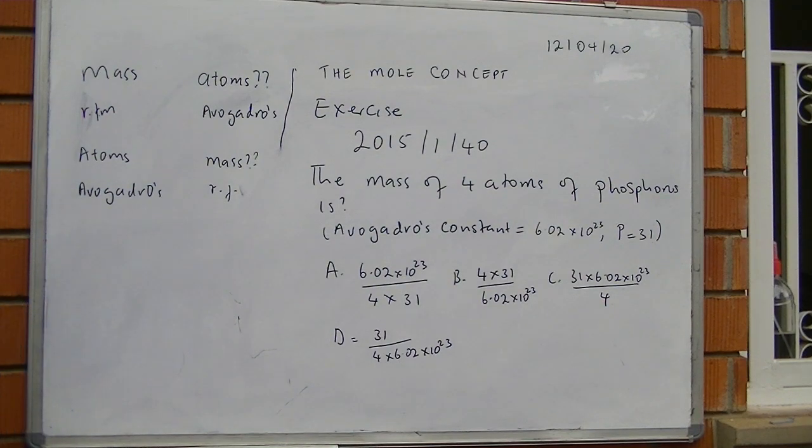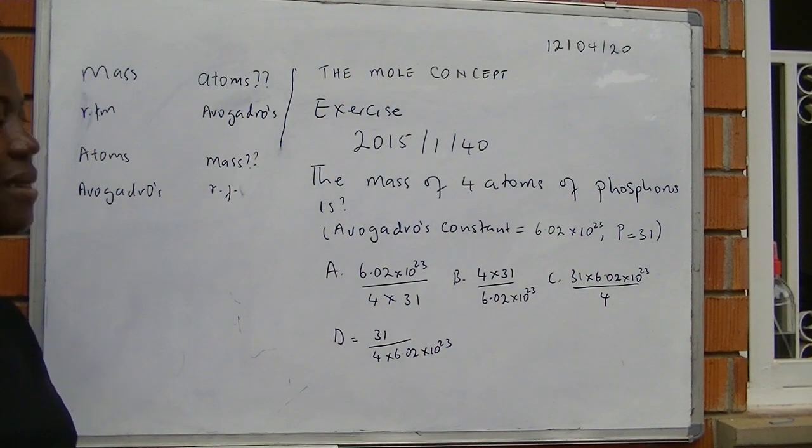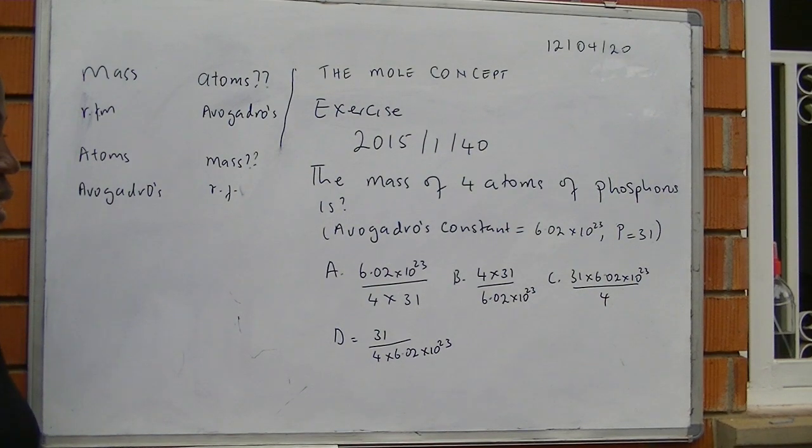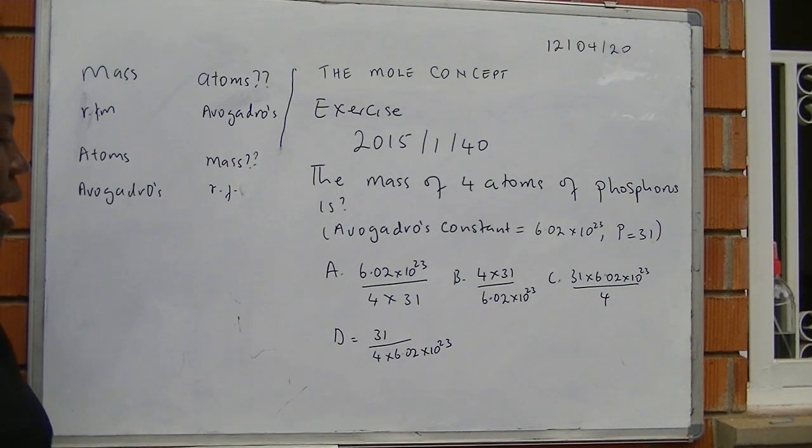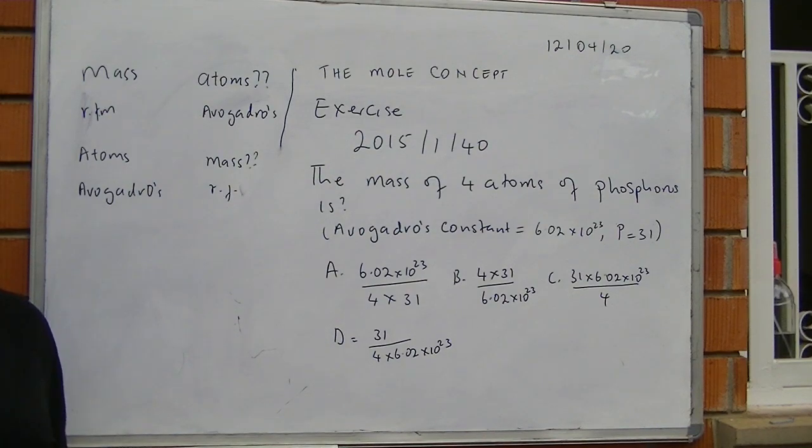The last example is obtained from 2015, paper 1, number 40. The mass of four atoms of phosphorus, given that Avogadro's constant is equal to 6.02 times 10 power 23, and the atomic mass of phosphorus is equal to 31. Objective A, 6.02 times 10 power 23 over 4 times 31. Objective B, 4 times 31 over 6.02 times 10 to power 23. Objective C, 31 times 6.02 times 10 power 23 over 4. And the last objective D is equal to 31 over 4 times 6.02 times 10 power 21.